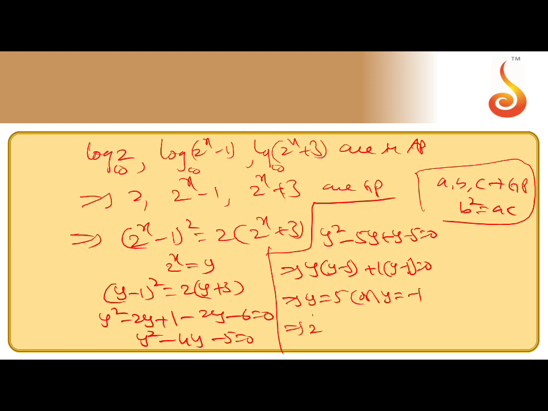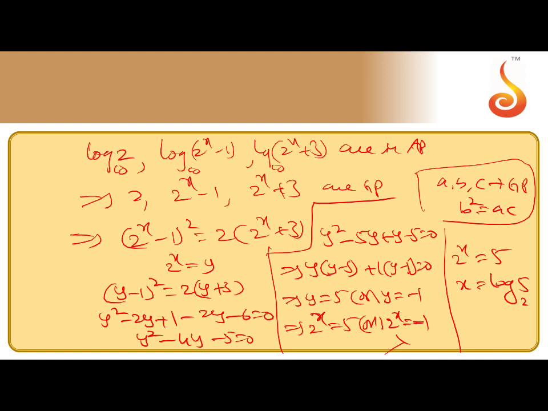But what is the value of y? 2 power x equals 5 or 2 power x equals minus 1. So 2 power x can never be minus 1. This is cancelled because 2 power anything is positive. So that means it is not possible. So then 2 power x should be equal to 5. So then x equals logarithm of 5 base 2.